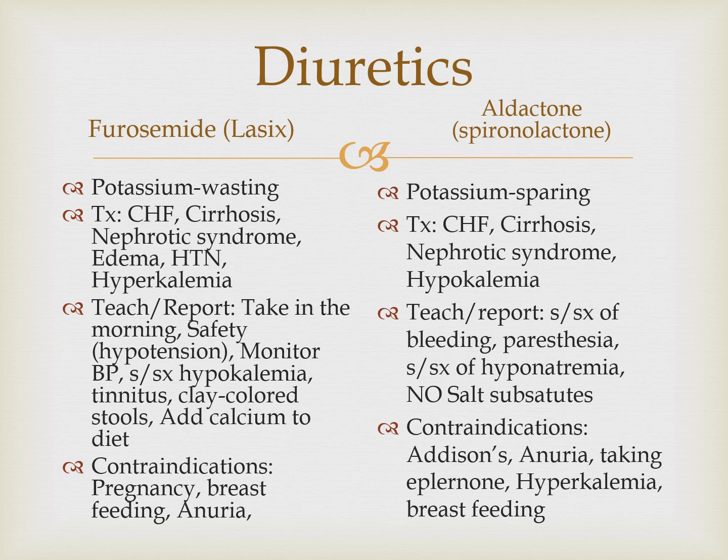Do not give Aldactone to your Addison's patient. Do not give it to your end-stage renal patient, so anuric, they're not making any urine. Do not give it to someone who is breastfeeding and who has high potassium already. Those are clear parameters.